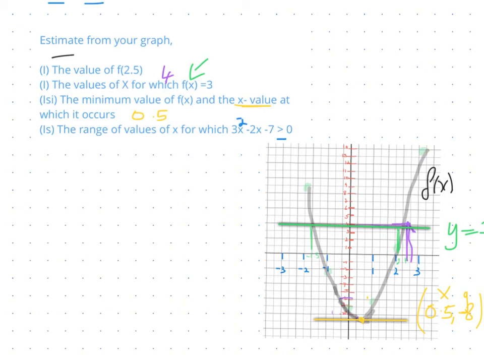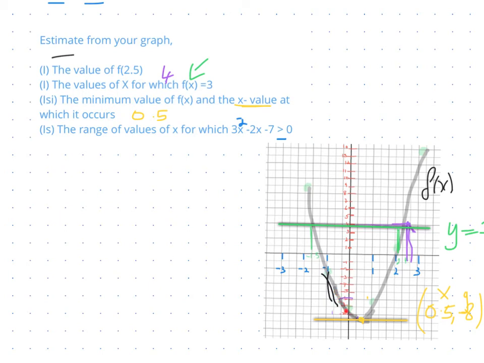And then the very last question it asks, using your graph, find the range of values for which x is, this symbol here, greater than or equal to 0. So where is this function, they didn't call it f of x there, they call it the actual name, 3x squared minus 2x minus 7. Where is this function greater than 0? So at this point, the function is less than 0.